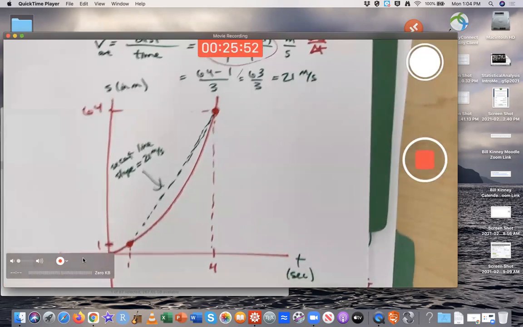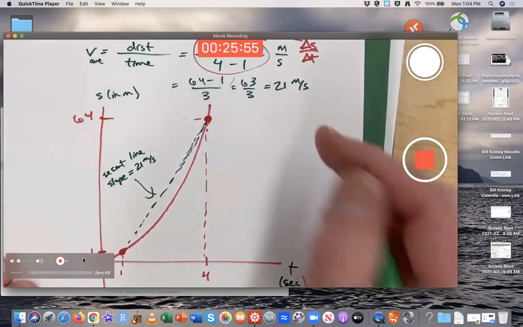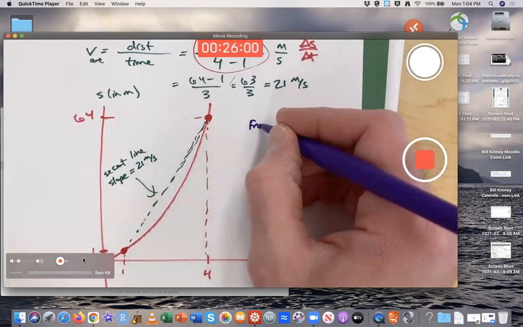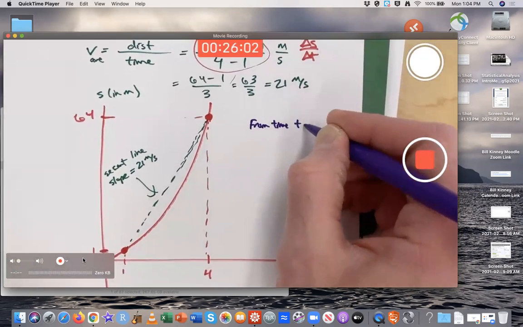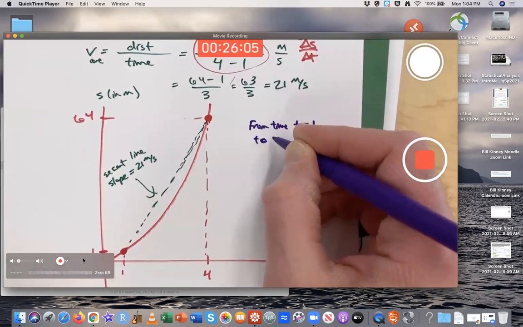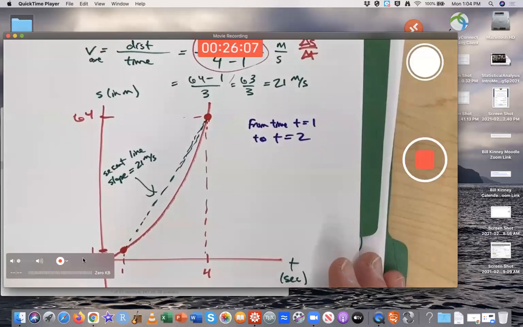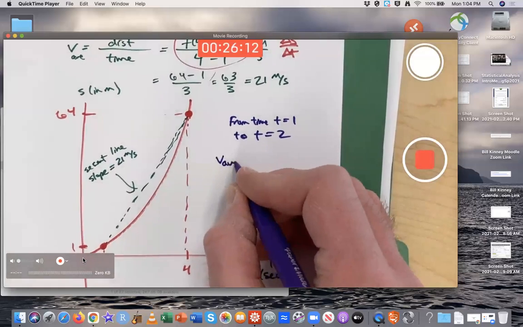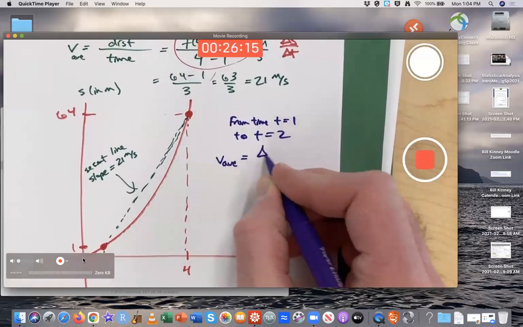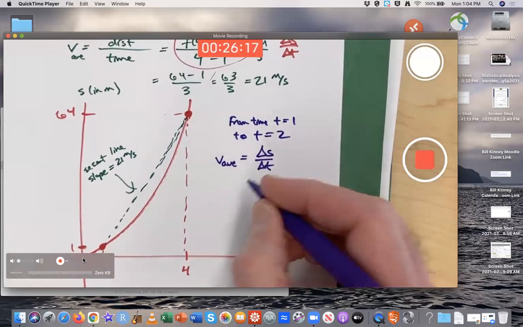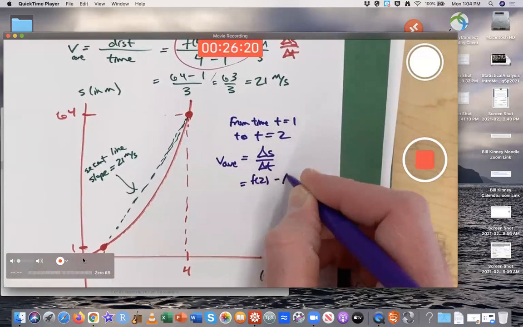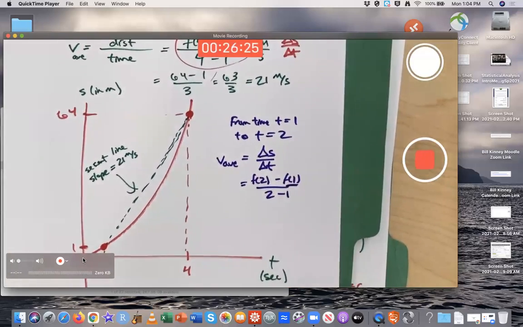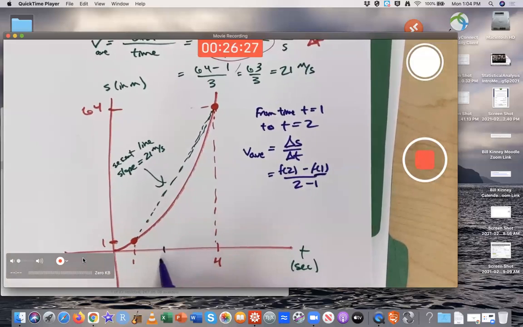All right, well, that's from time 1 to time 4. I could also do from time 1 to time 2. From time t equals 1 to time t equals 2, I could find the average speed as well. The average in that case, delta S over delta t, is f of 2 minus f of 1 divided by 2 minus 1. The starting time is still 1, but the ending time is now 2 instead of 4.